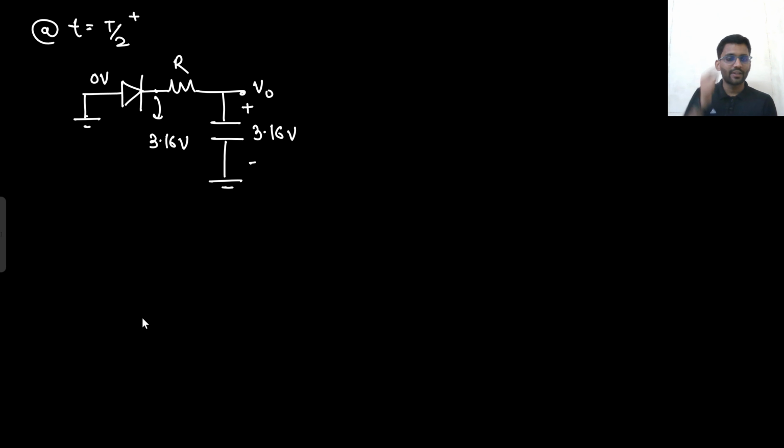And this capacitor is charged to 3.16 volt. This is R and this is V naught. Let's apply the open circuit test. So what will happen? This voltage 3.16 will go here, and from here 0 voltage is there. So what will happen? The diode turns off.